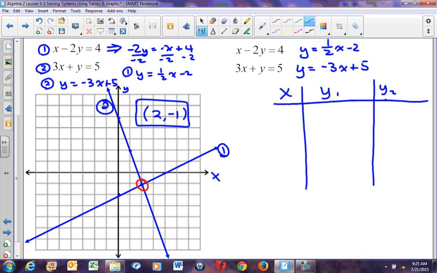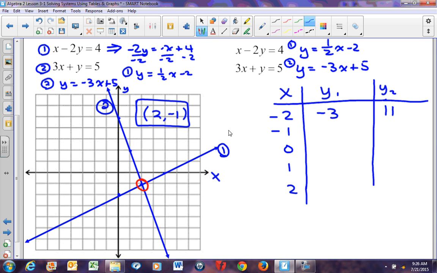And I'm going to do that. I'm going to start with -2, then go -1, then 0, and then 1 and 2. And I'm going to solve them separately. In the first equation, which I would call y1, if I put in -2 for x, half of -2 is -1, -1 minus 2 is -3. If I put in -2 in the second equation, I'm going to get 6 plus 5, which is 11.